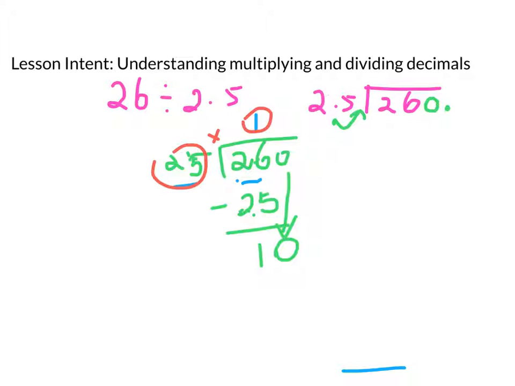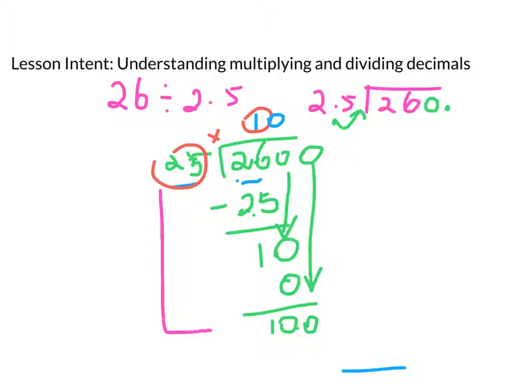Okay, so then now we move on. 25 goes into 10 0 times. So we add a 0 here. We also need to add a 0 back up here. Okay, so 10 plus 0 is 10. Now because we can't fit 25 into 10, we need to add another 0 here. And we need to bring this down, we make it 100. Now 25 can go into 100, 4 times. So it's 4.